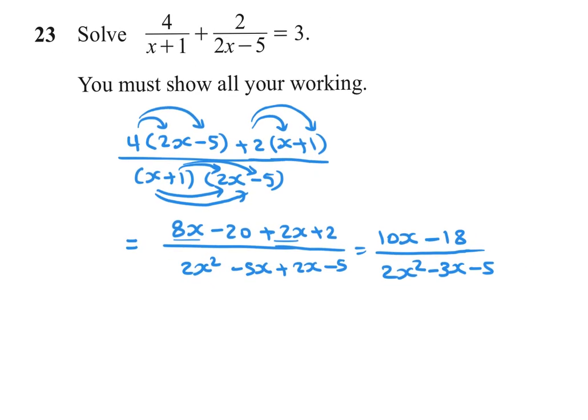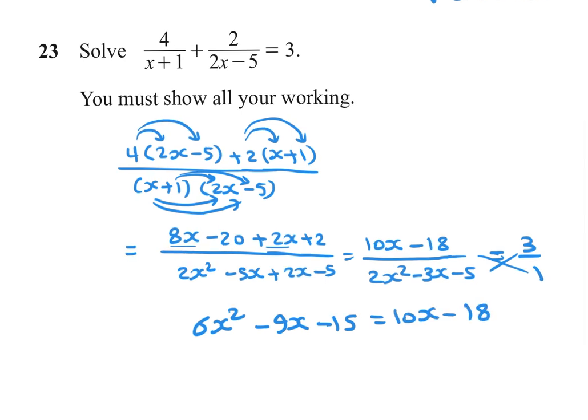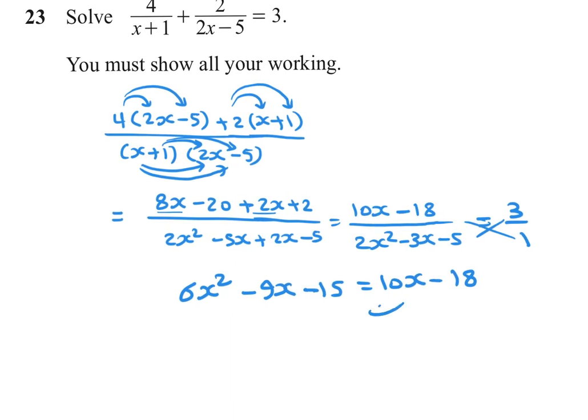Now this equals 3. This means 3 over 1. Now cross multiply. So 3 times 2x squared equals 6x squared. 3 times negative 3x, negative 9x. 3 times negative 5, negative 15. Equals 1 times 10x minus 18, which equals 10x minus 18.